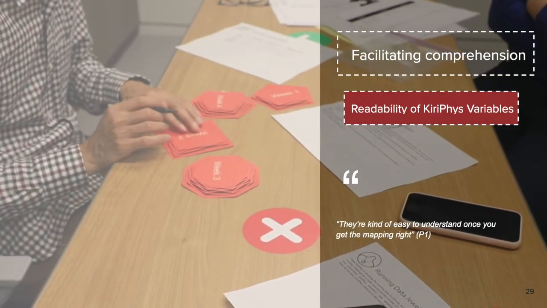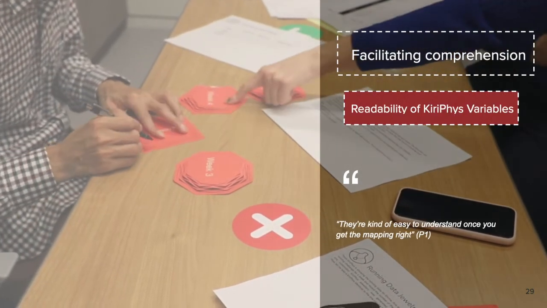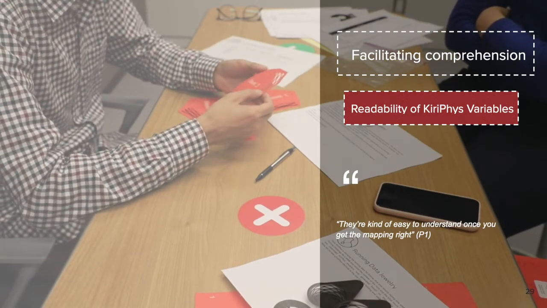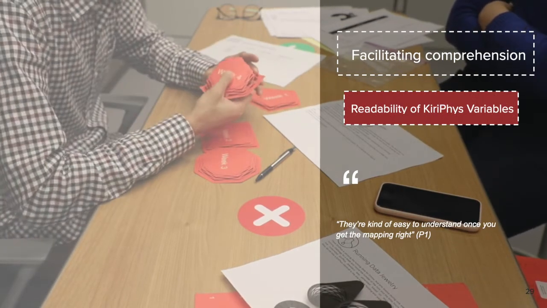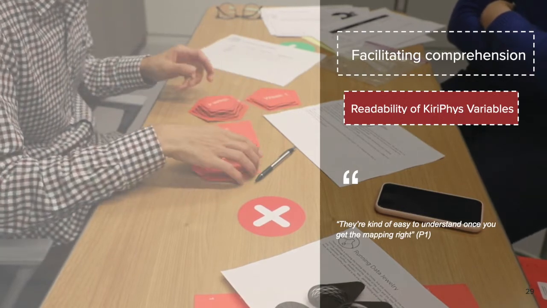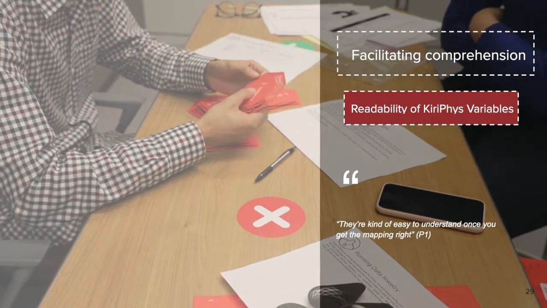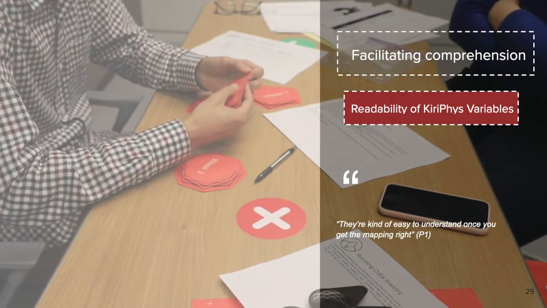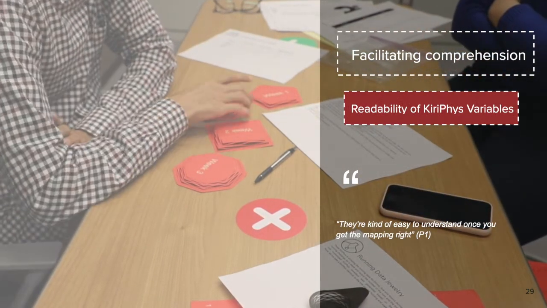This study also allowed us to observe how people read curves variables throughout the examples. We learned that understanding curves variables required initial explanation, but once learned, the variables were readily understandable. For example, P1 said, "They're kinda easy to understand once you get the mapping right."